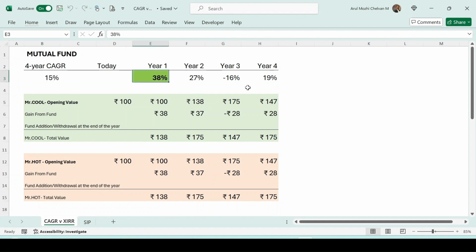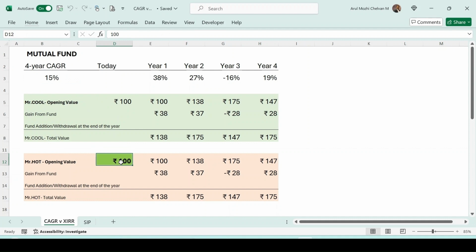This mutual fund generated a return of 38% in the first year, 27% in the second year, negative 16% in the third year, and 19% in the fourth year. And on average, it is 15%, that is CAGR. Now there are two investors, Mr. Cool and Mr. Hot. Both invested rupees 100 in this mutual fund. You can see here 100, 100.